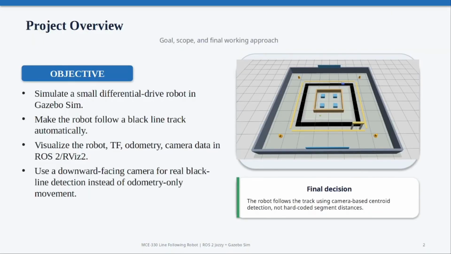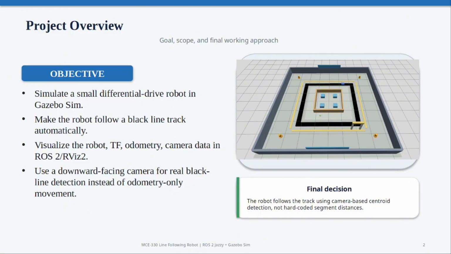The objective of this project is to simulate a mobile robot, make it follow a black line automatically, and visualize the robot data using ROS2 tools. At first, we tested the basic robot motion using the cmd_vel topic. This helped us verify that the Gazebo diff drive plugin and the ROS-Gazebo bridge were working correctly. Then we focused on the actual line following problem.